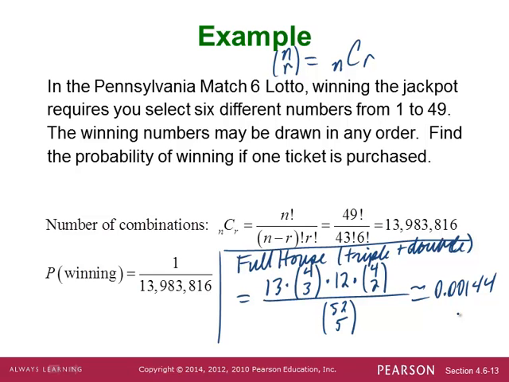Okay, so if you were to play or be dealt a 5-card poker hand, say 1,000 times, you would expect to be dealt 1 or 2 full houses. That's one way of interpreting that probability, because the probability is greater than 1 1,000th, but less than 2 1,000th.